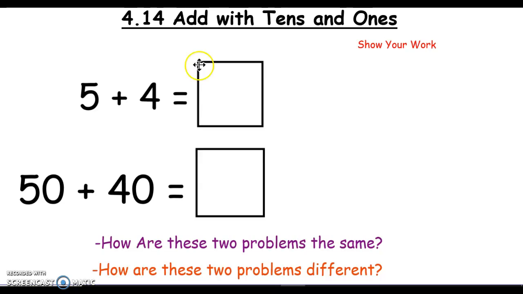We have 5 plus 4. So right now, are we adding tens or are we adding ones? What do you think? Yep, you're right, we're adding ones.